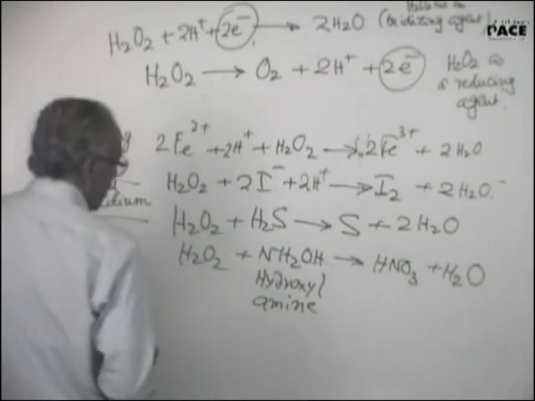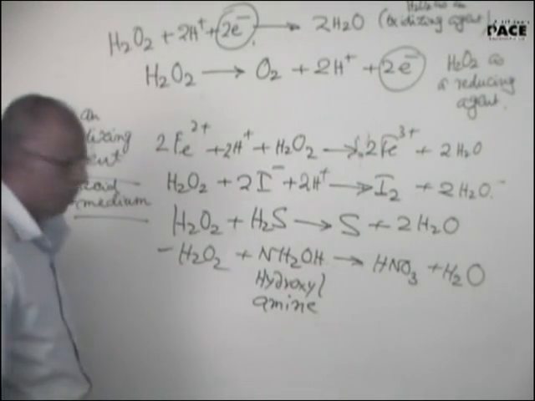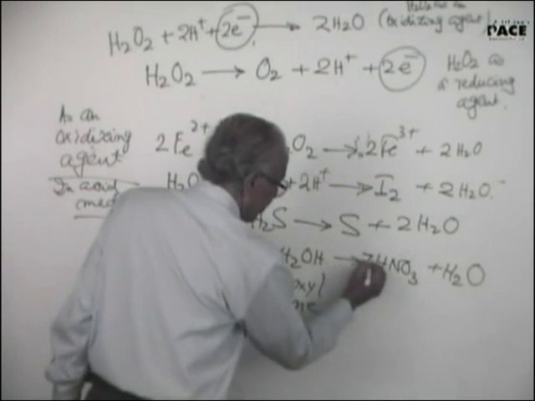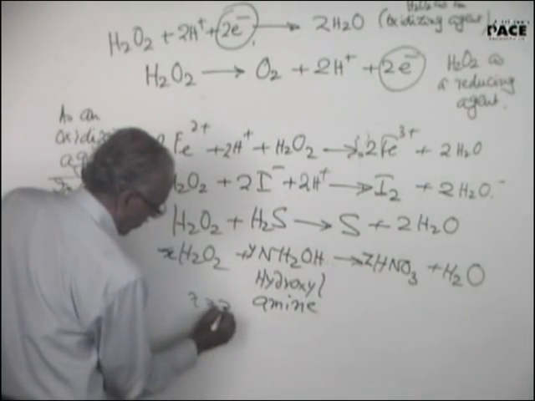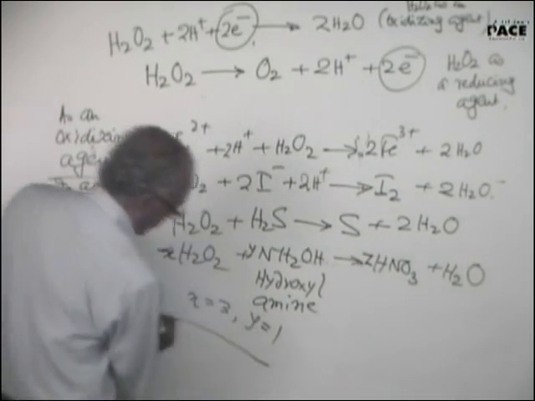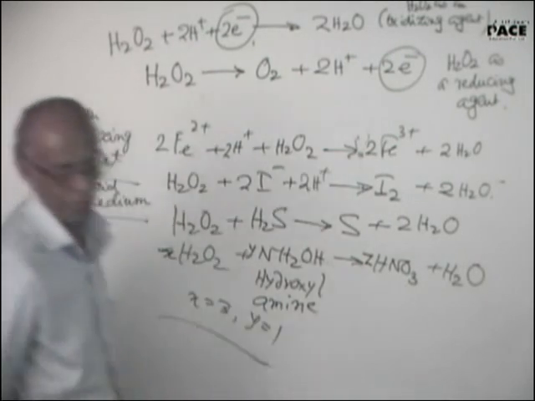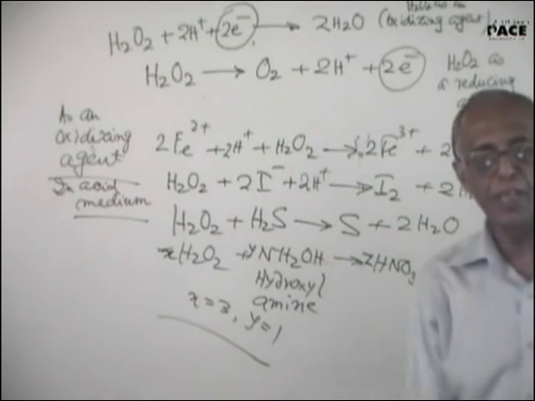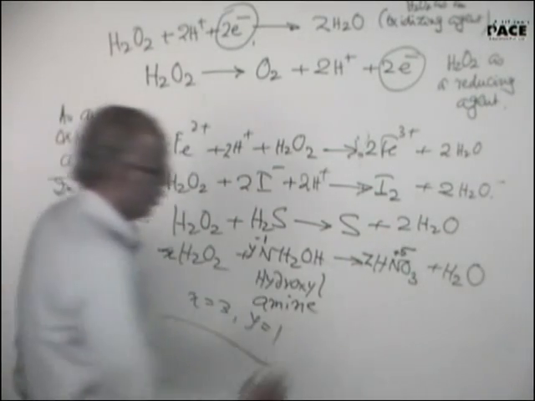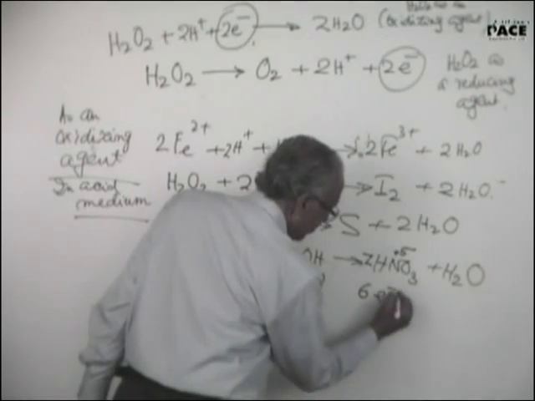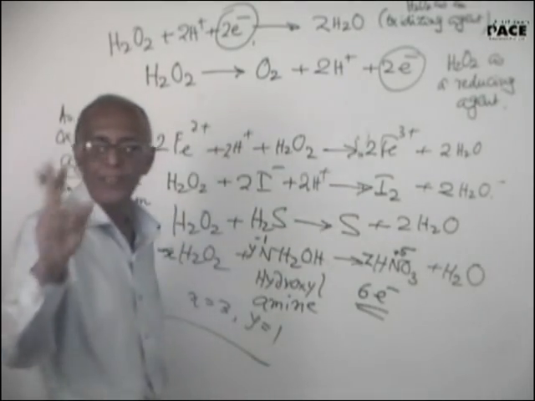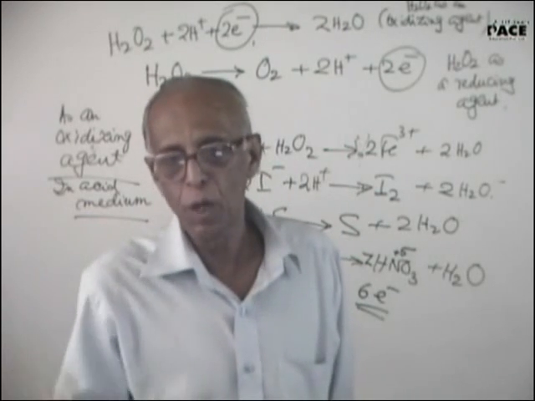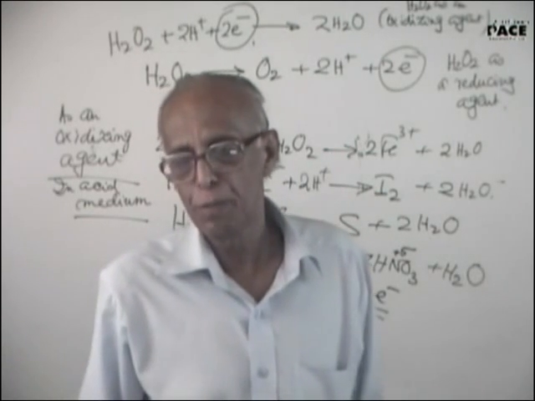Okay? Now balance this reaction. Give me X, give me Y, give me Z. Because for nitrogen, it's a 6 electron change. And hydrogen peroxide involves 2 electron change. So 3 moles of hydrogen peroxide will give you 6 electrons.